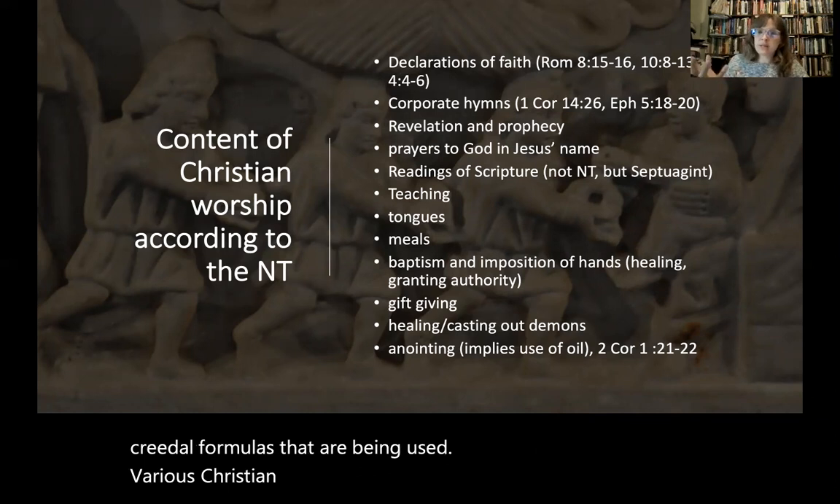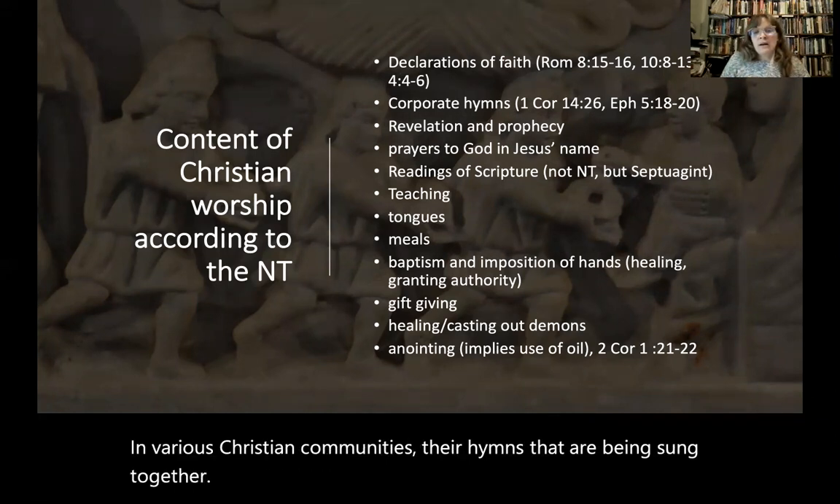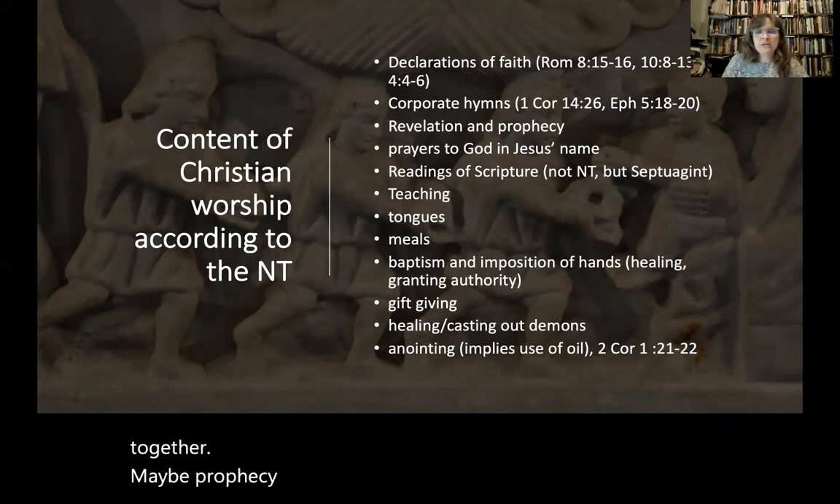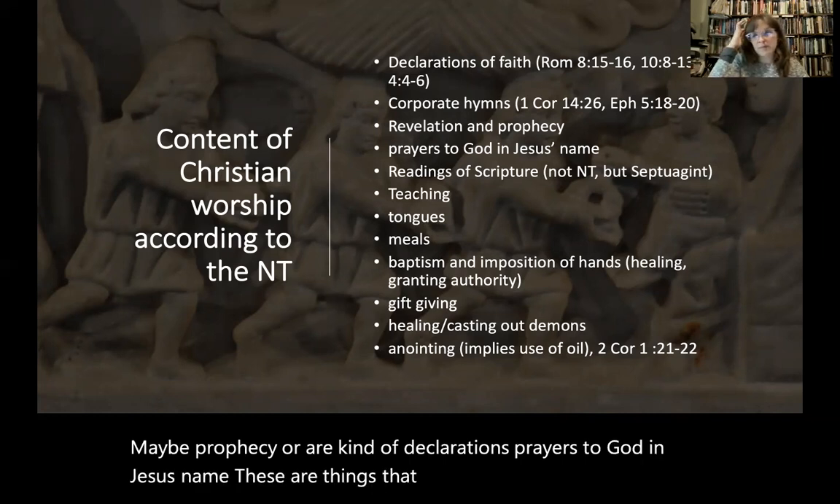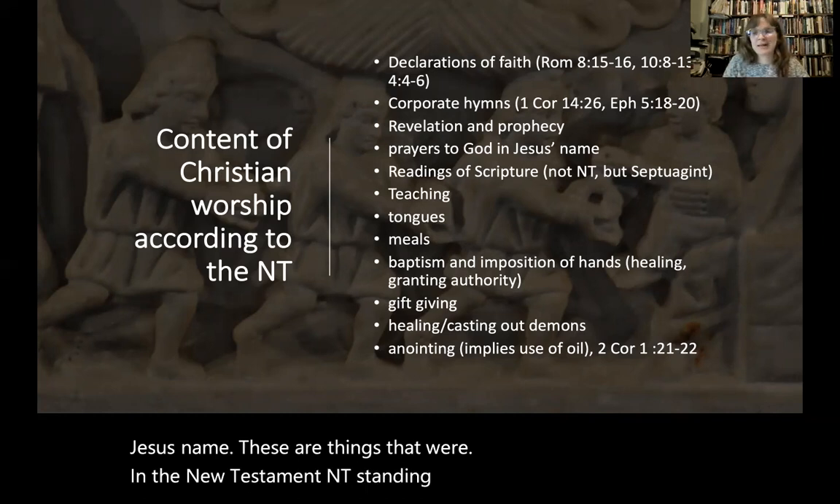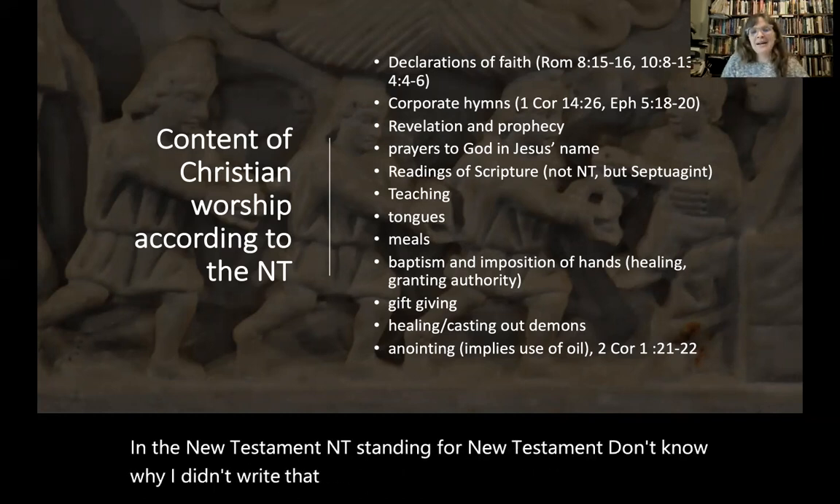There are hymns that are being sung together, maybe prophecy or declarations, prayers to God in Jesus' name. These are things that were in the New Testament, NT standing for New Testament. I don't know why I didn't write that out.